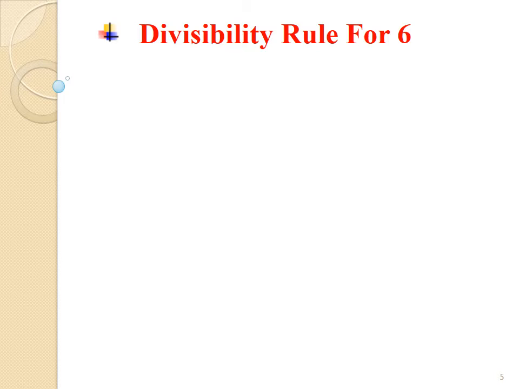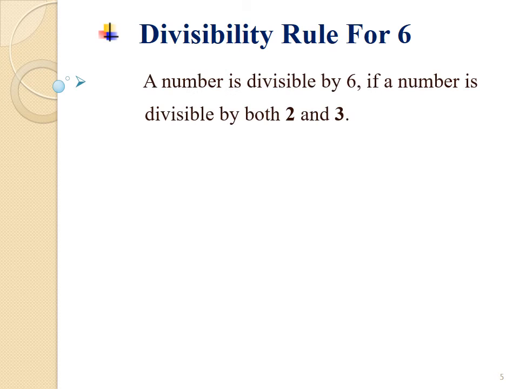Divisibility rule for 6. A number is divisible by 6 if it is divisible by both 2 and 3. For example, 3,69,240. Students, in order to check whether 3,69,240 is divisible by 6 or not, first of all, we have to check whether 3,69,240 is divisible by both 2 and 3.